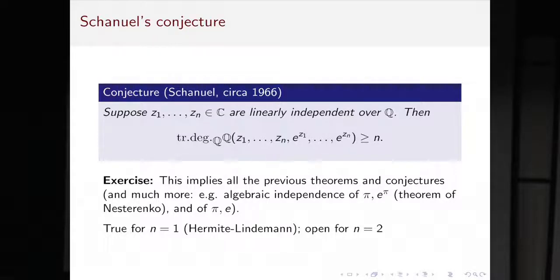So the transcendence degree is at least n, and it's an exercise, actually not a very difficult exercise, that this implies all the previous theorems and conjectures and a lot more. For example, the independence of pi and e to the pi, which is a theorem of Nesterenko, and also of pi and e, which is not known. Schanuel's conjecture is known for n equals 1 by the Hermite-Lindemann theorem, but it's open for n equals 2, and it looks to be very far out of reach.